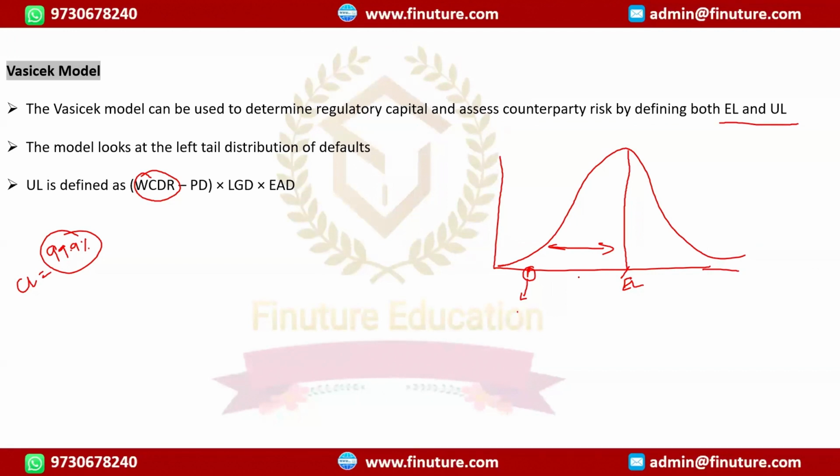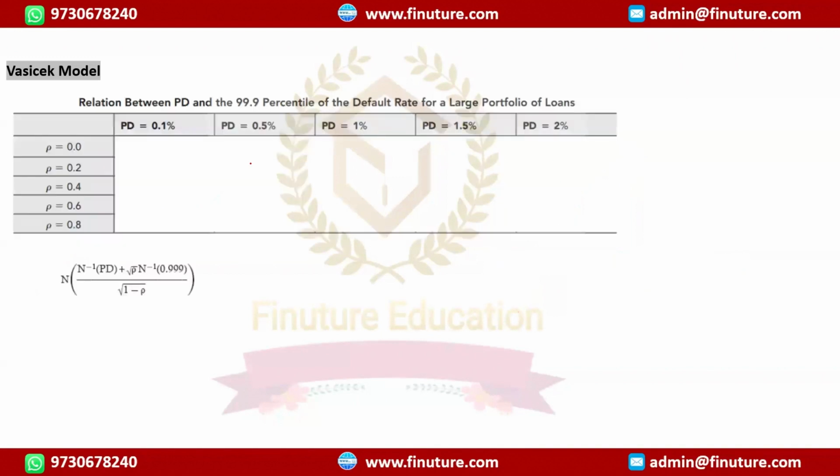And the model looks at the tail of the distribution. So it looks at this distribution. Unexpected loss is defined as the worst case default rate minus the probability of default, times the remaining terms. You just had the PD till this much. Now the PD gets replaced by the worst case default rate minus the probability of default, times your remaining terms.